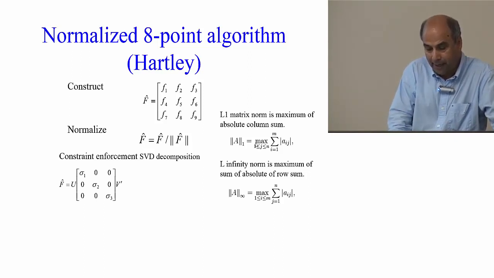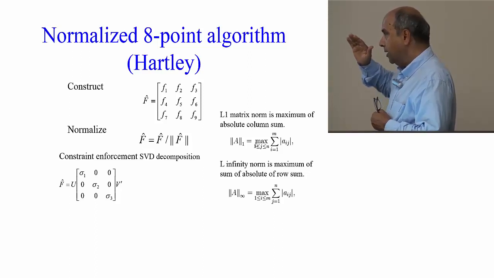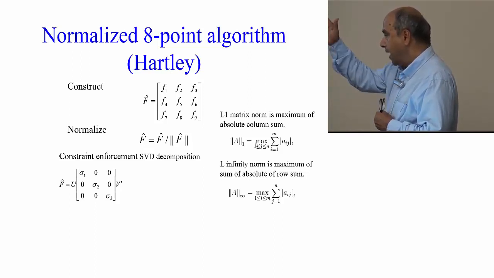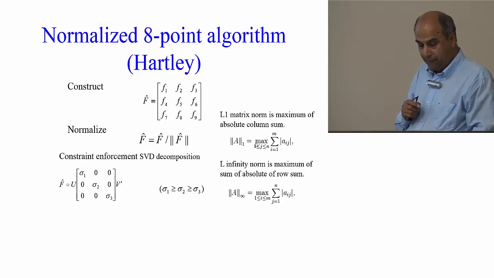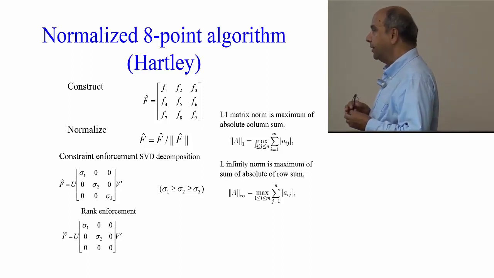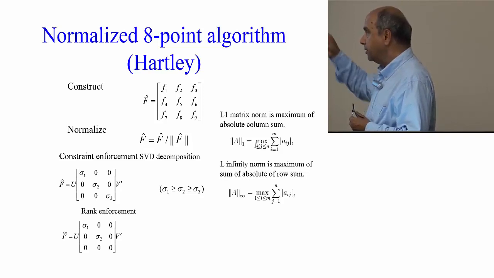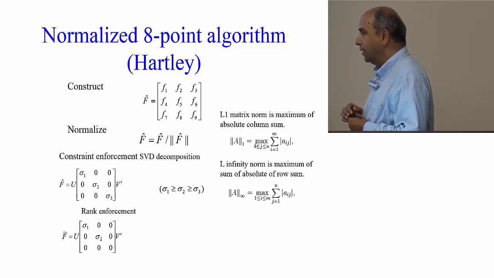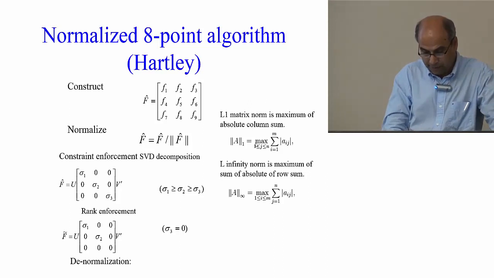We'll take this F matrix and find the SVD. We'll factorize this into three matrices: the U matrix, the diagonal matrix, and the V matrix. The diagonal elements are the singular values, related to the eigenvalues. We will force the third element to be 0, and that will make this matrix rank deficient. It will decrease its rank, and that's what we want, because the fundamental matrix is not any 3x3 matrix which we get from that solution, but we want to make sure it is rank deficient. So we'll artificially make that third element 0 and then multiply with U and V transpose, and that will be a better matrix.